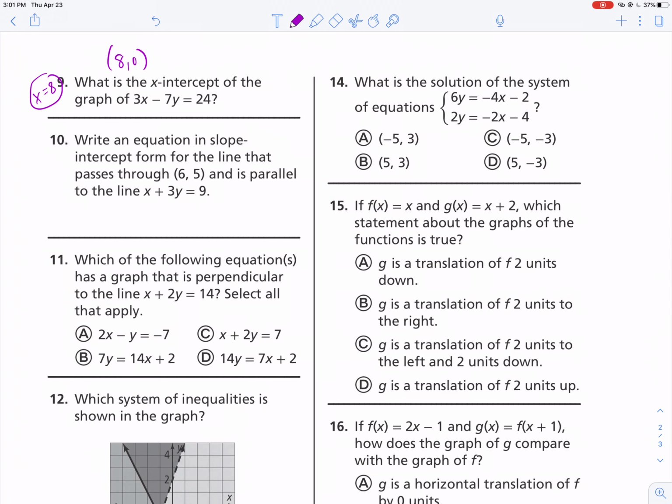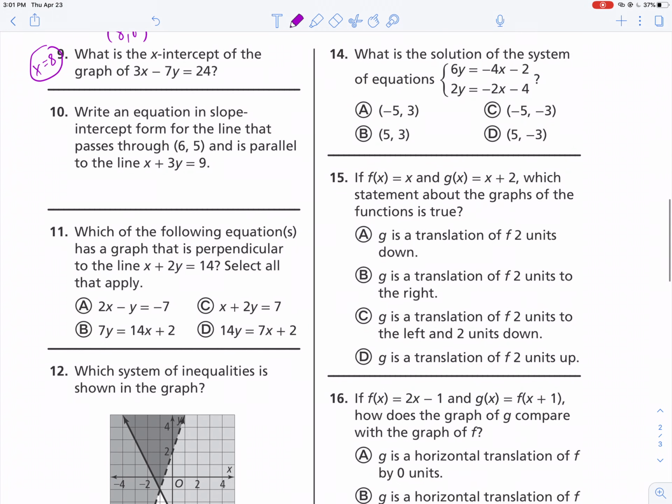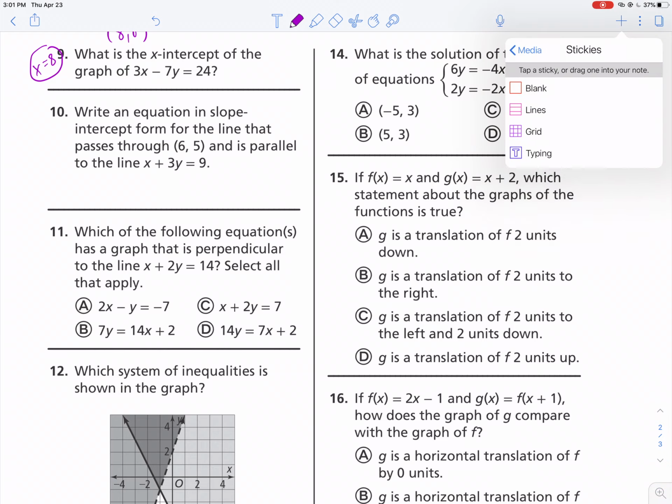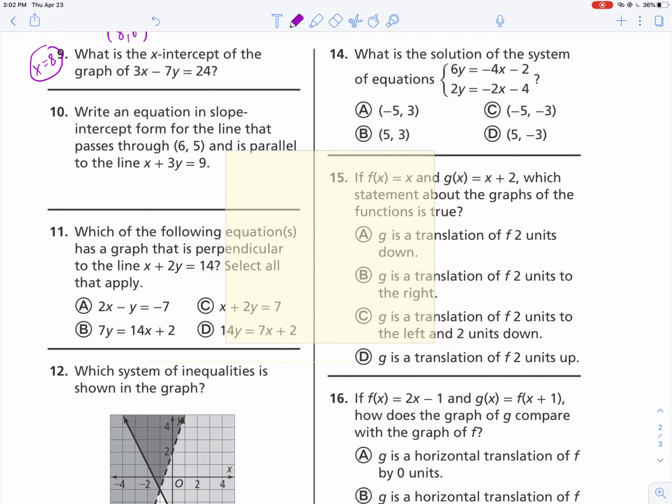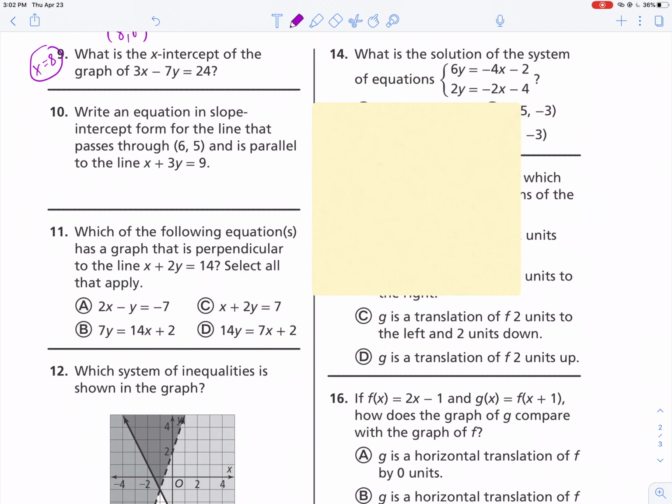Moving on to number 10. Number 10 is just saying write the equation in slope-intercept form of a line that passes through the point (6, 5) and is parallel to the given line. So if we remember, if things are parallel, what do we remember about their slopes? Hopefully we remember that they have the same slope. So we're going to take that equation. I'm going to write it over here: x plus 3y equals 9, and I have the coordinate (6, 5). So that's going to be my x and my y we're going to use a little bit later on.